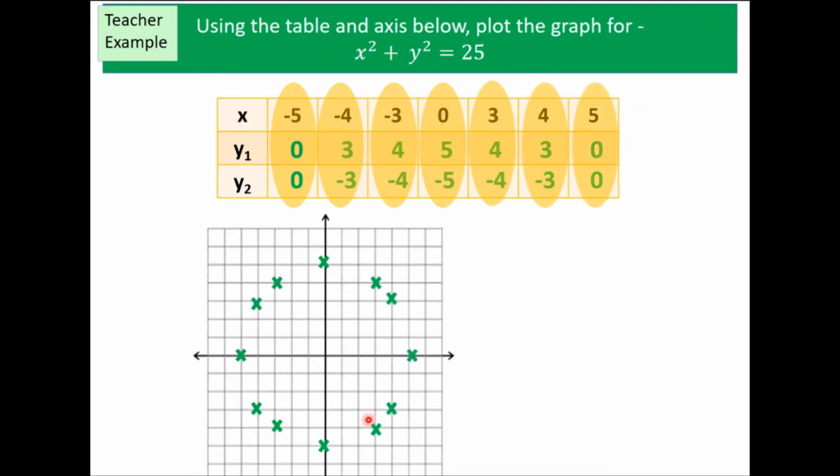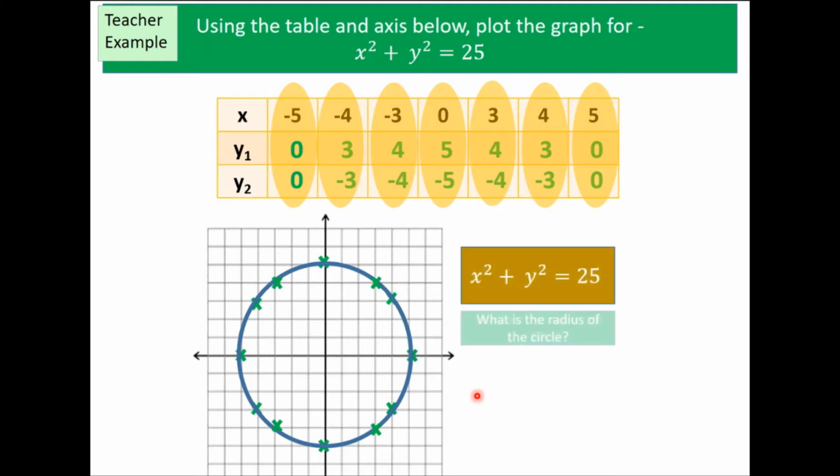What we end up with if we join the points up is a circle. So this is the equation of a circle: x squared plus y squared. The next part is, if you look at this, what's the radius of this circle? Well, the radius will be 5 units long: 1, 2, 3, 4, 5.